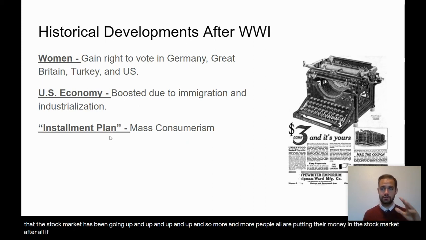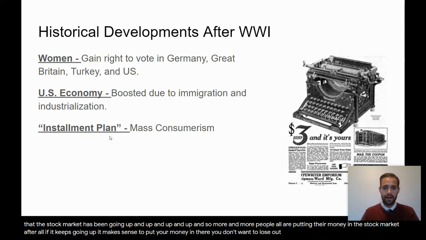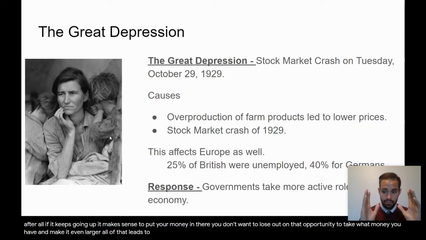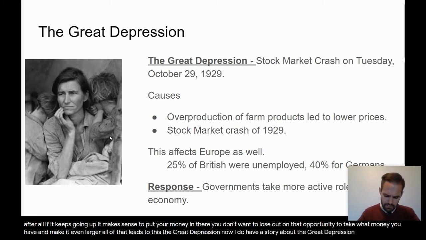After all, if it keeps going up, it makes sense to put your money in there. You don't want to lose out on that opportunity to take what money you have and make it even larger. All of that leads to this, the Great Depression. Now, I do have a story about the Great Depression.